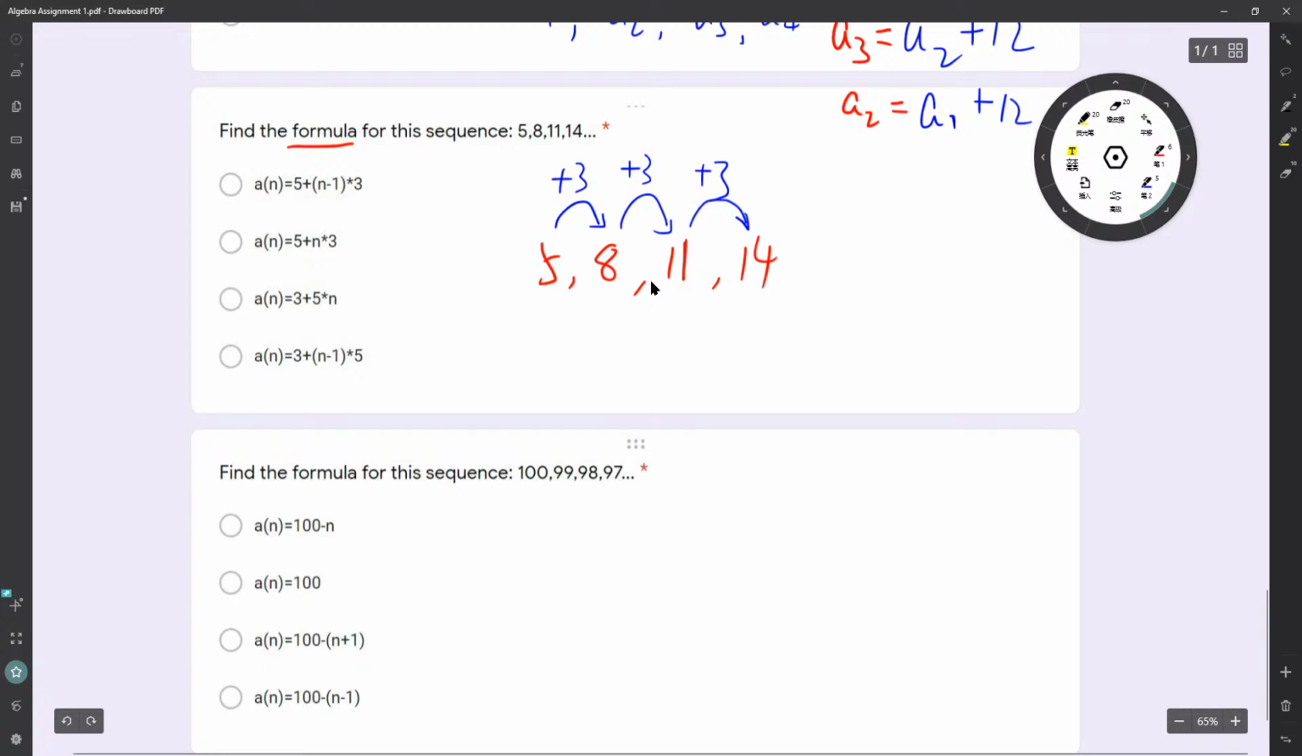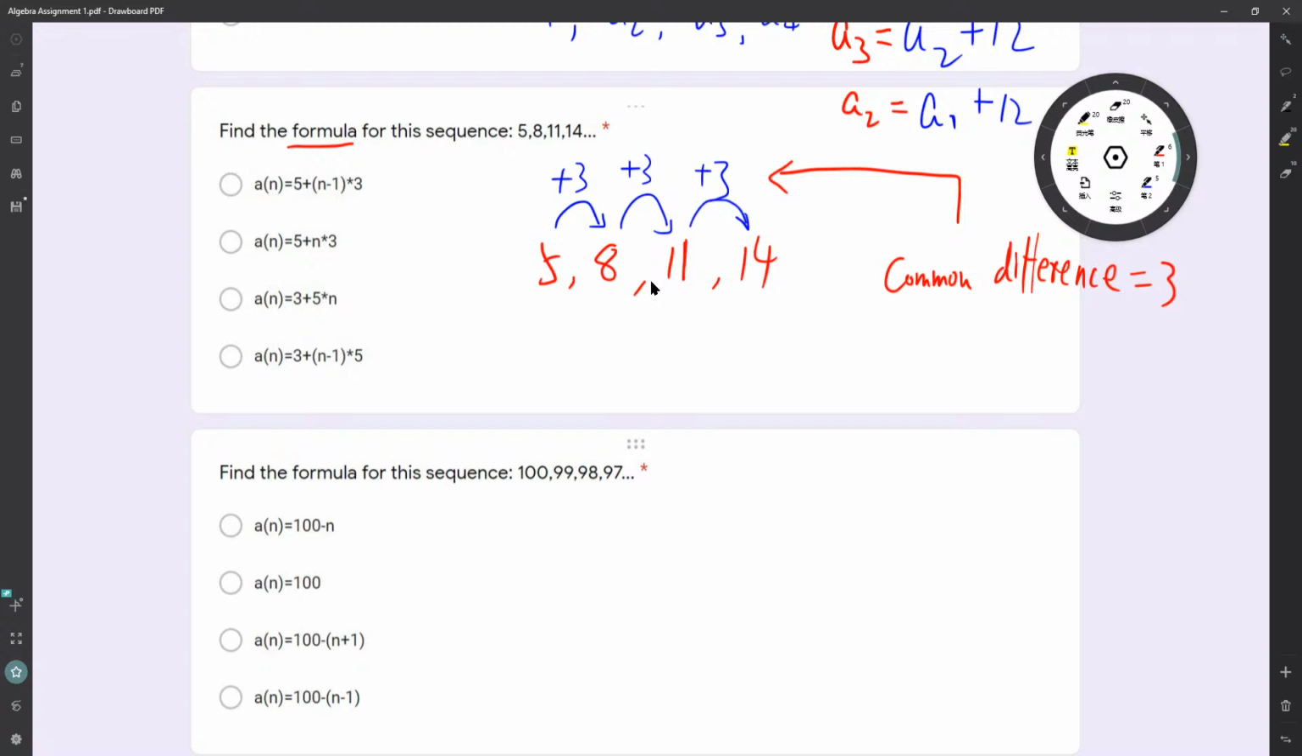As we just did, this positive 3 is our common difference. Common difference is 3. And we know each term is 3 more than the previous term. But what is the initial, the first term? The first term is 5, right? The first term is 5.